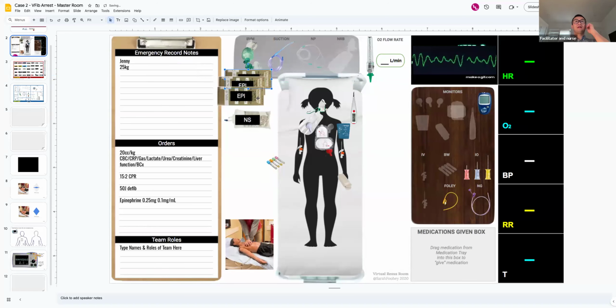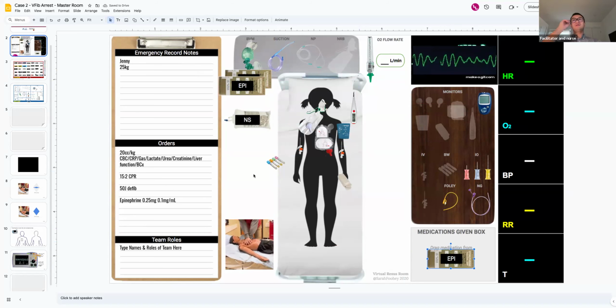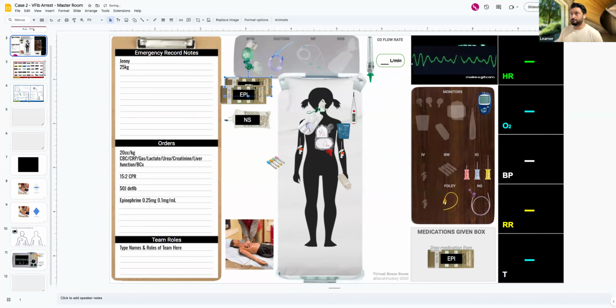Do you want me to deliver that now? Yes, please. Epinephrine is being delivered, 0.1 milligram per milliliter at 0.25 milligrams. So the dose is delivered. Okay. Can you please let me know when we've reached 2 minutes for the rhythm and pulse check? And we will be giving the epi every 4 minutes.